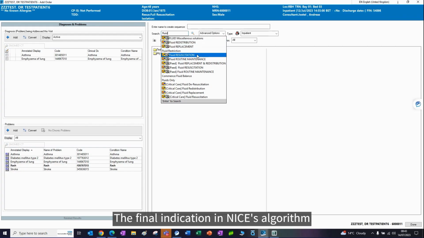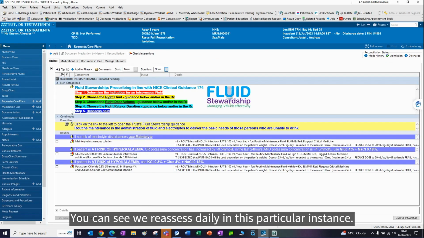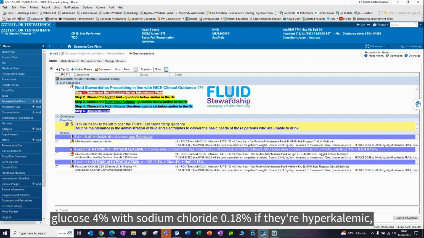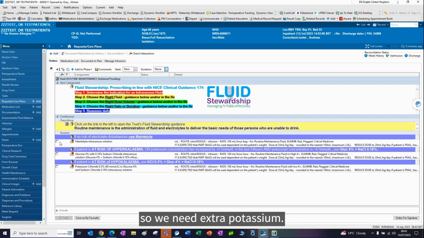The final indication in NICE's algorithm is routine maintenance. So let's select that. You can see we reassess daily in this particular instance. There's three choices. Maintolite if potassium levels are normal. Glucose 4% with sodium chloride 0.18 if they're hyperkalemic. Or the same again with 40 millimoles per litre of potassium if they're hypokalemic, because we need extra potassium.